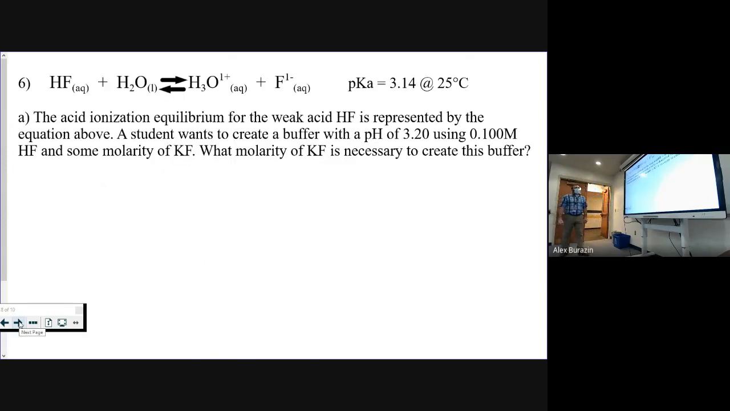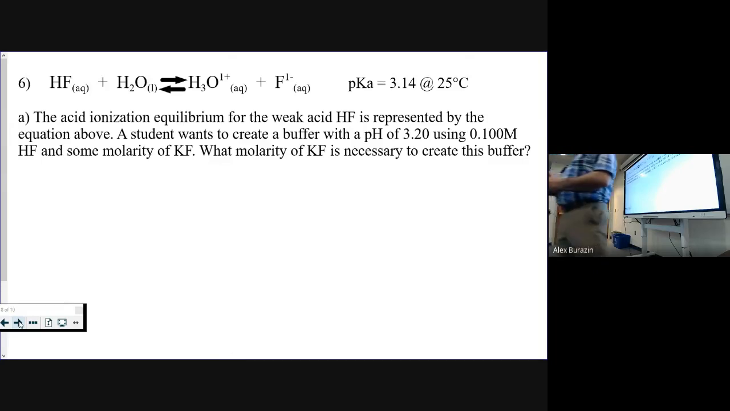The acid ionization equilibrium, which is a fancy way of saying that reaction, for the weak acid HF is represented by the equation above. A student wants to create a buffer with a pH of 3.2 using 0.1 molar HF and some molarity of KF. What is the molarity of KF? What molarity of KF is necessary to create this buffer?